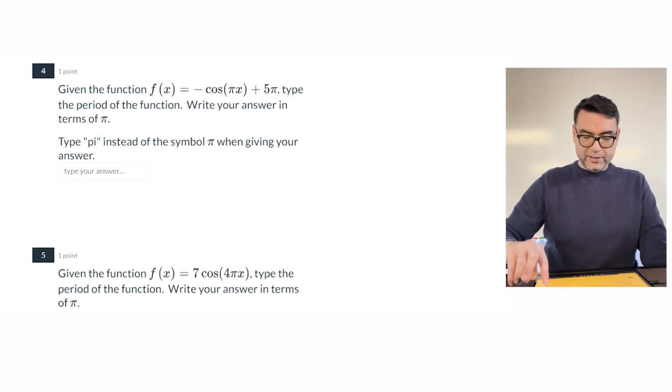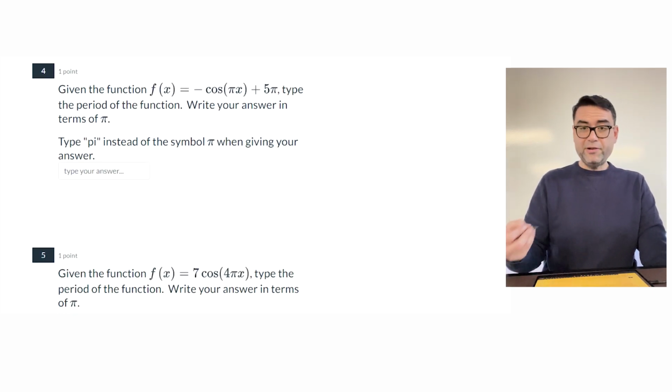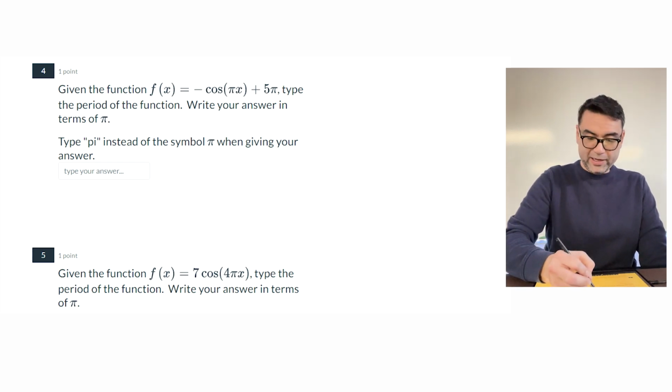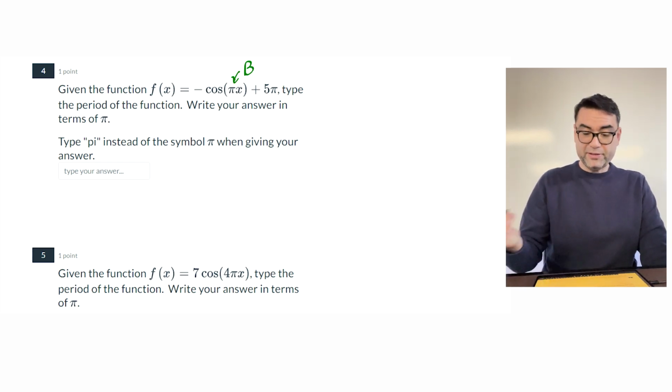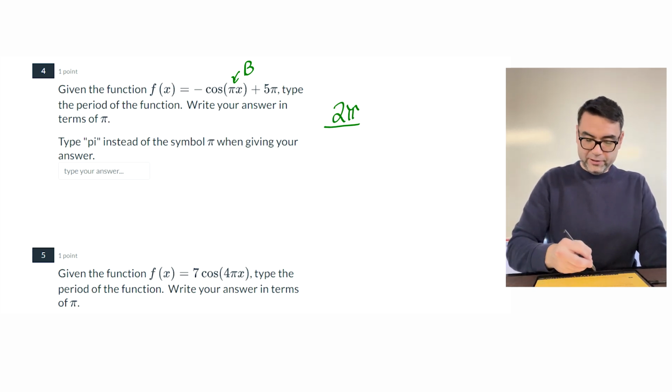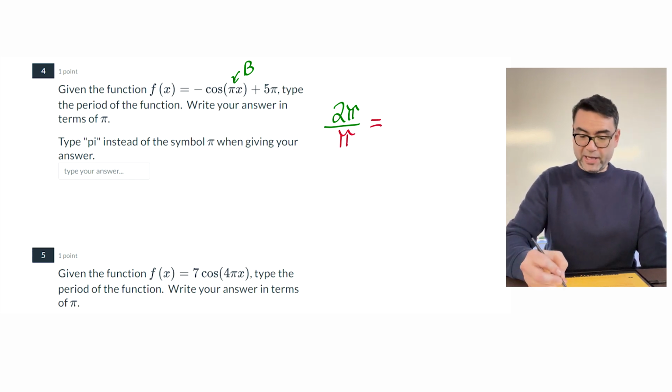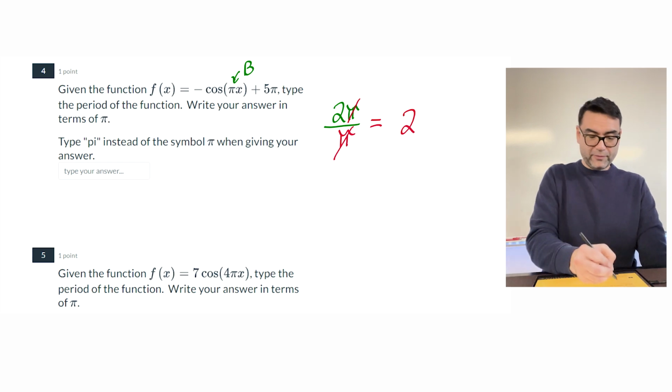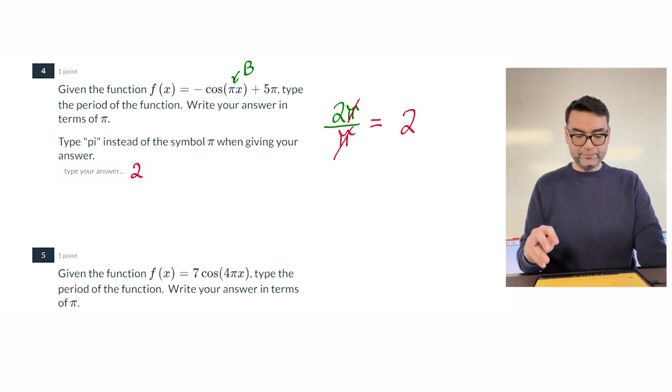Number 4, our b value is pi in this case. Any coefficient you have multiplying x, that is still your b value. So yes, that is still the b value, the frequency. So this would be 2 pi over pi, which pi divided by pi does cancel, just like any other factors that are the same. So the period is actually just 2.